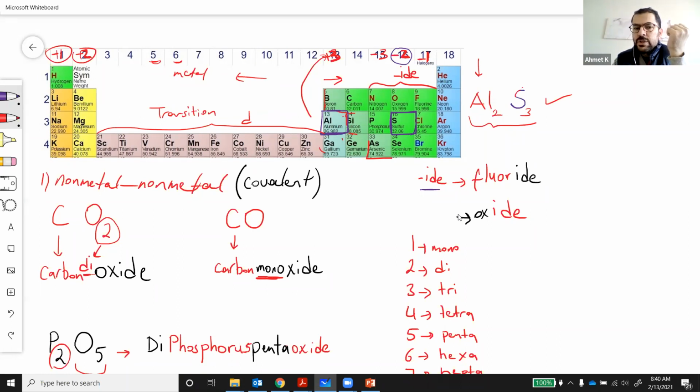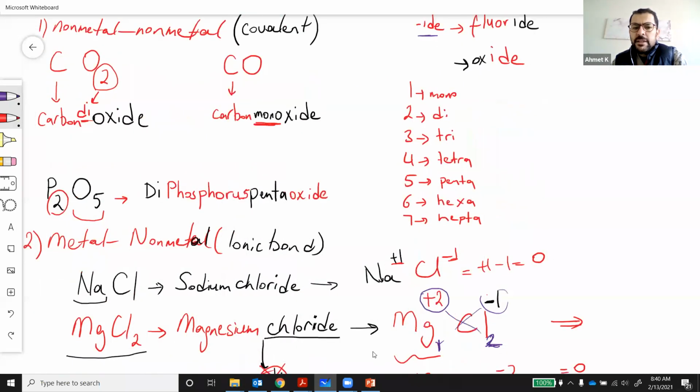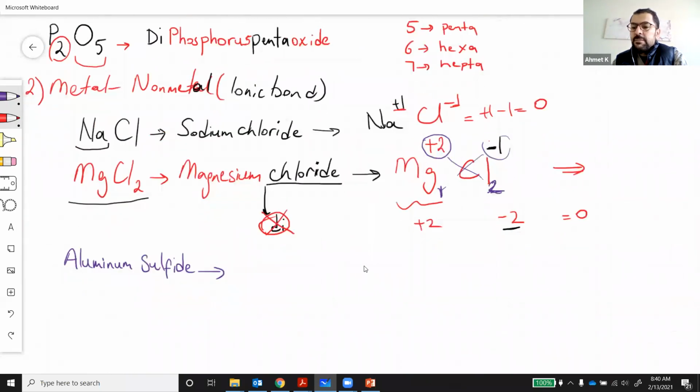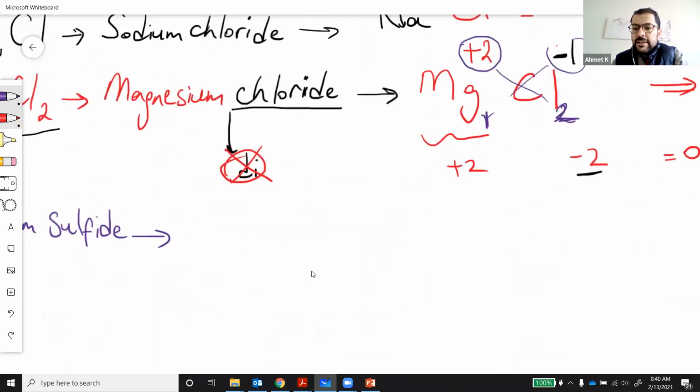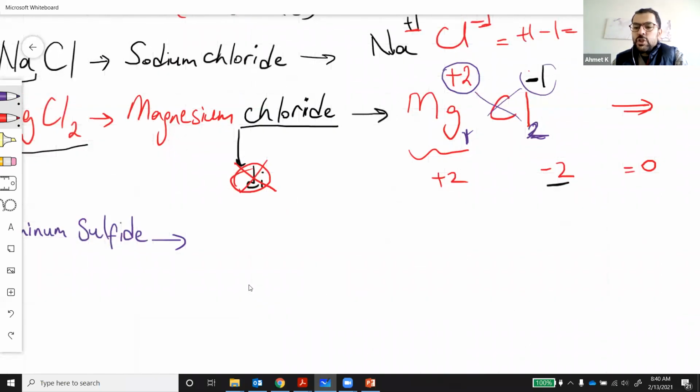Make sense? For instance, if you look at iron, sometimes it can have +2 charges, and sometimes it has +3 charges. So it's really difficult to tell which one is which, unlike sodium. Sodium is always +1. Magnesium is always +2. There's no exception. But for these guys, there is. So for those reasons, if we are in metal to non-metal, but the metal is a transition metal, then you have to tell me what the charge is.